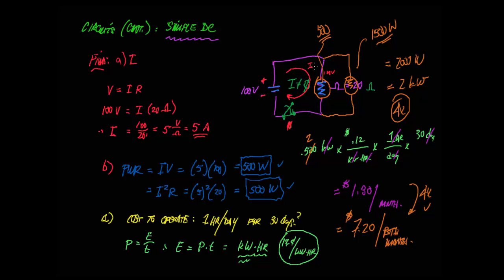The nice thing about parallel is if this one gets turned off or blows out or no longer works, the current can still get to and run the other one, which is the way the house should be set up, so that if one thing goes down, it doesn't take down the whole circuit.